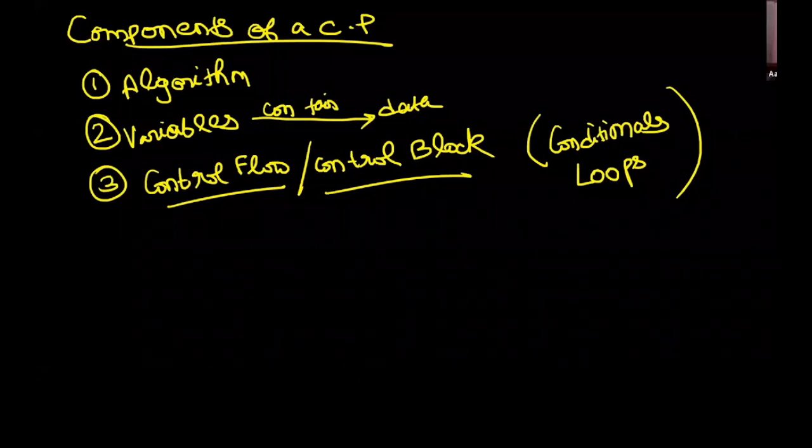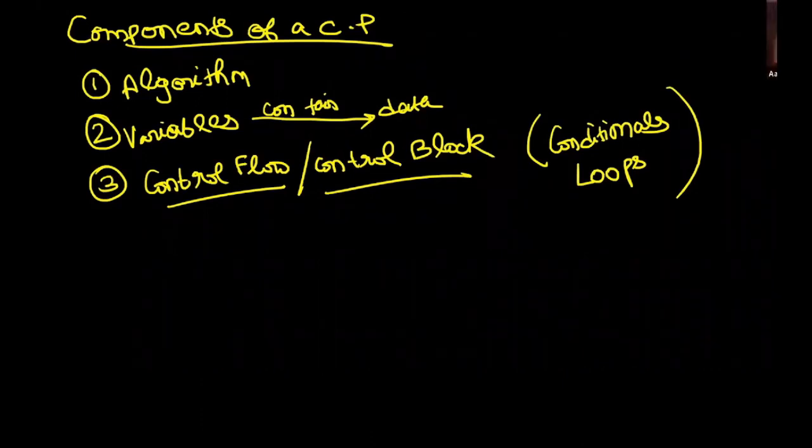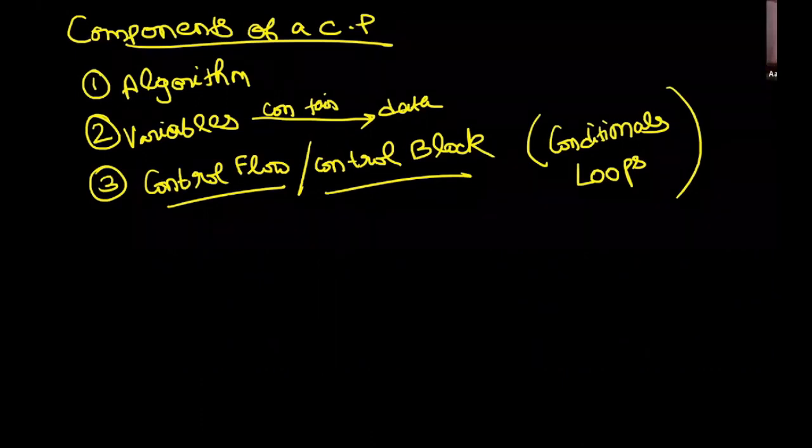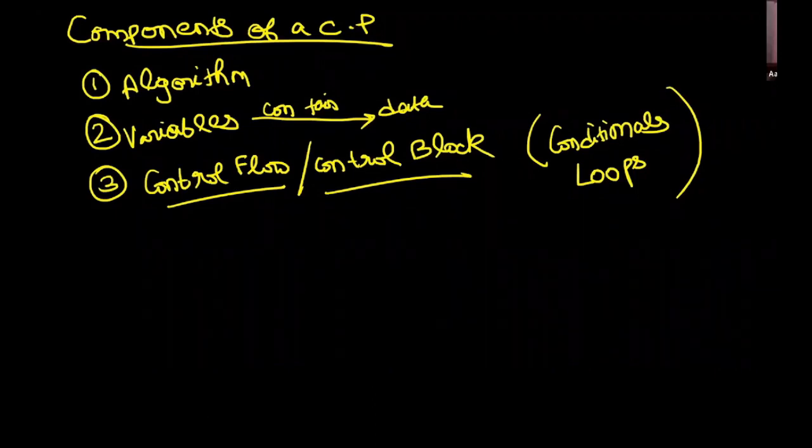Boss, you don't always want line number 1, line number 2, line number 3, line number 4. You might want line number 1, line number 3, line number 5, line number 7, line number 8, line number 9, 9, 9, 10, 11. So if you want some control over the flow of execution of the program, then we introduce something known as a control flow or control flow block, whatever you can call it. The two major parts of that are conditionals and loops, which we will talk about. These three are the standard building blocks of any computer program.